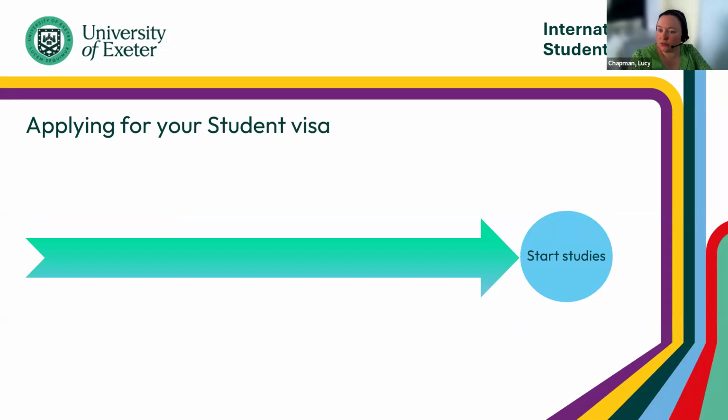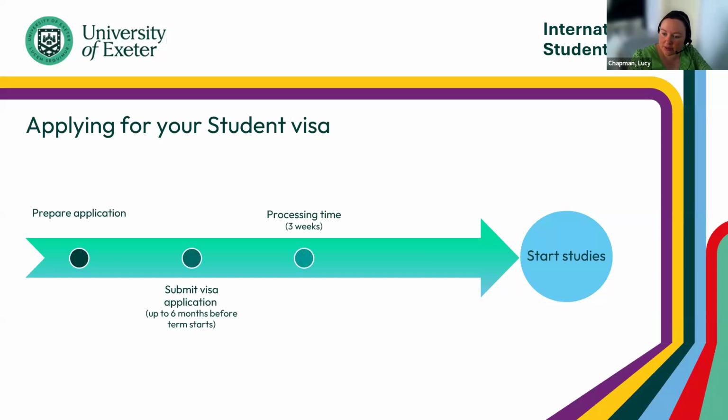Let's start with an overview of the visa application process to give you an idea of when you need to prepare things to start your studies on time. You start by preparing your supporting documents and application form. The earliest you can apply for a student visa is 6 months before your course starts, but in reality, most students apply 1 to 3 months before their studies start. This is because you need to meet several requirements before you submit your student visa application. We'll talk more about these requirements later in the presentation.